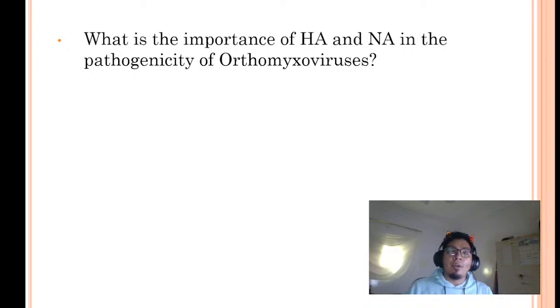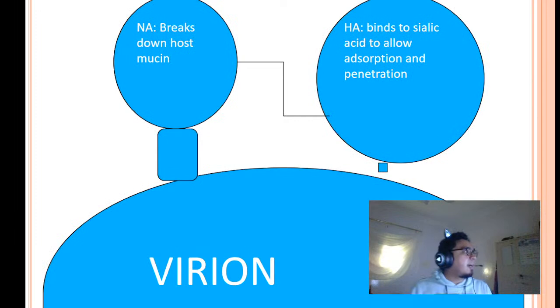I'll give you a drawing, guys. Neuraminidase breaks the mucin of the host, which is found in the mucus, and then HA binds to sialic acid and allows the absorption of the virus. Okay, so these two things will cause the virus to... mucin prevents it from being broken down. Sialic acid binding allows the viral particle to enter the host cells.